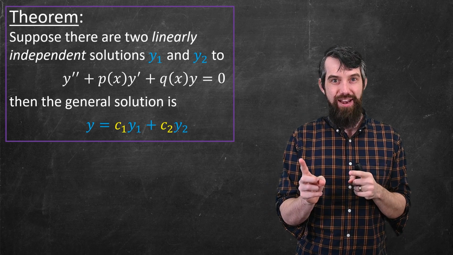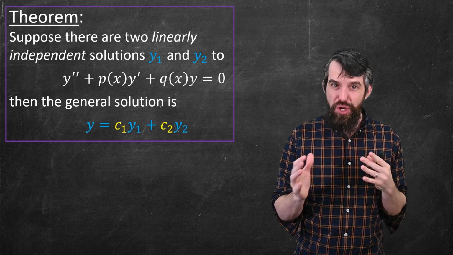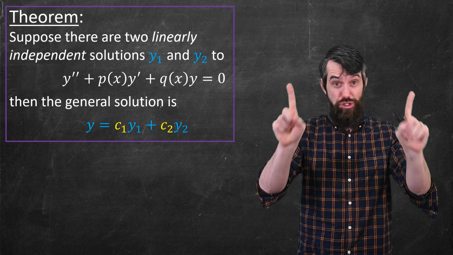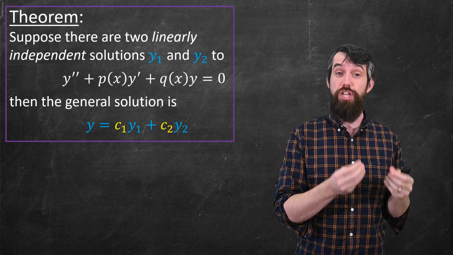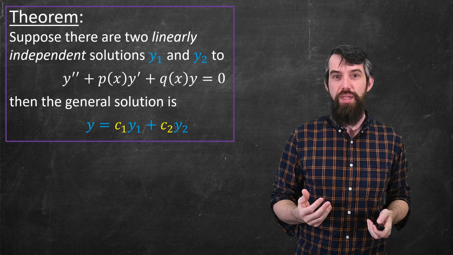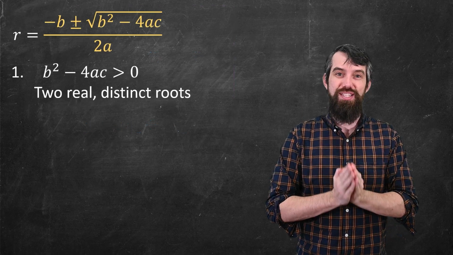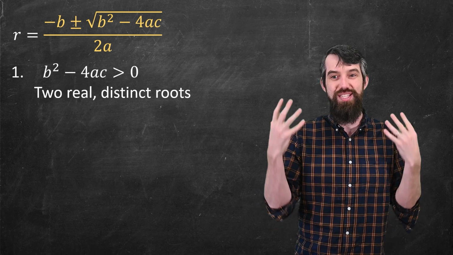So what we're looking at for our second order constant coefficient differential equations is we're trying to find those 2 linearly independent solutions. Find those, and that's what you need for your general solution. So how do I find them? So the 3 cases. First case was the b squared minus 4ac greater than 0, and you got those 2 distinct roots.